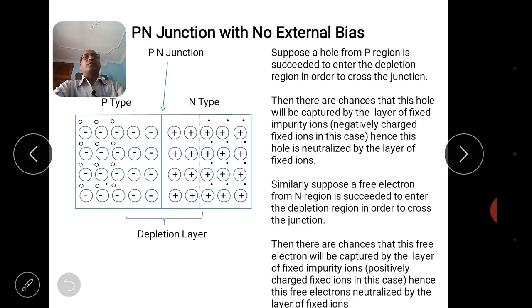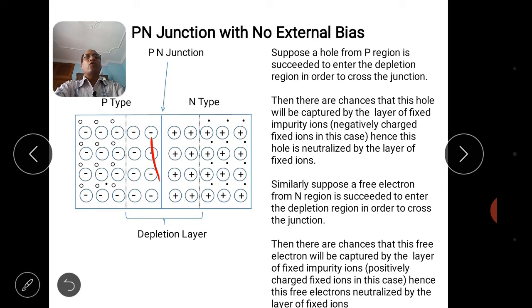Let us investigate this further. Suppose a hole from the p region succeeds in entering the depletion region in order to cross the junction. Then there are chances that this hole will be captured by the layer of fixed impurity ions, that is negatively charged ions. Hence this hole is neutralized by the layer of fixed ions.